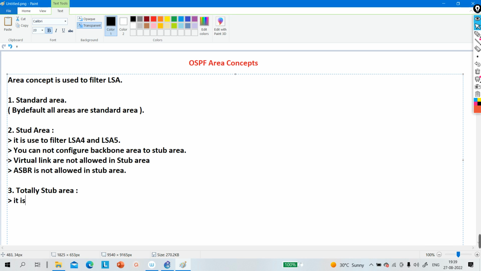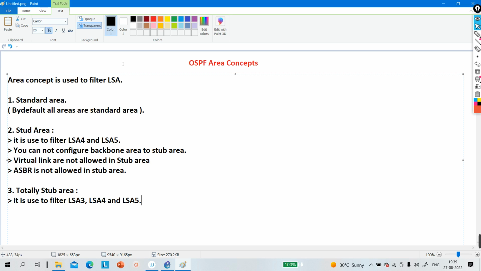Stub area is used to filter LSA 4 and 5, and totally stub area is used to filter LSA 3, LSA 4 and LSA 5 to reduce the database of the router as much as possible, right? To filter LSA 3 also. So totally stub area will reduce the database of the router more than stub area.